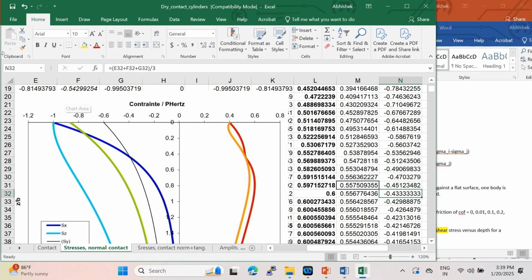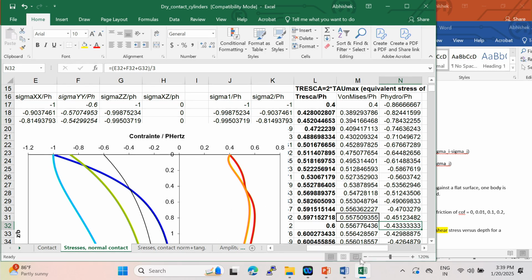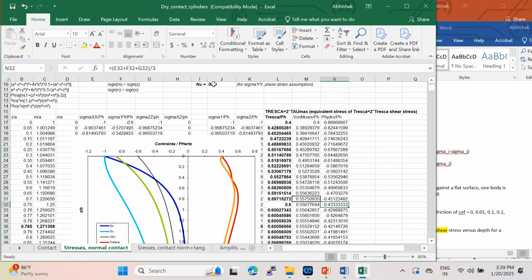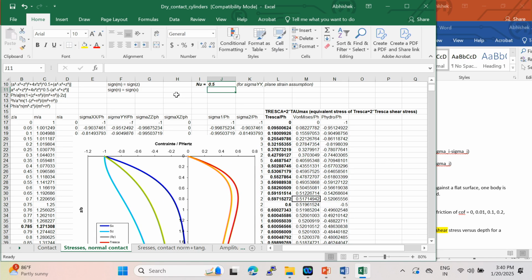Now I can check the effect of the Poisson ratios. Maybe it's too big, so I can reduce the size. Now if we assume that the Poisson ratio is equal to 0.5 for a rubber, this is what we found. You can see that this time the shear stress and the von Mises stress are nil at the surface. This is exactly what there is in the Johnson book. This is for a rubber contact.